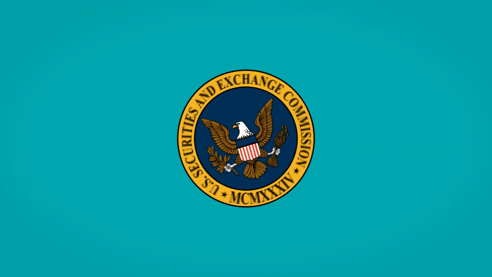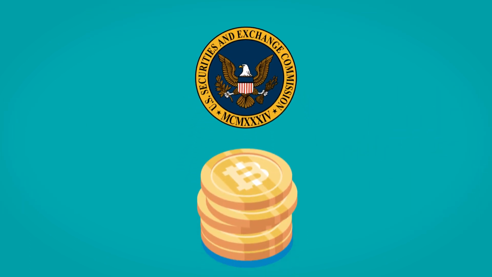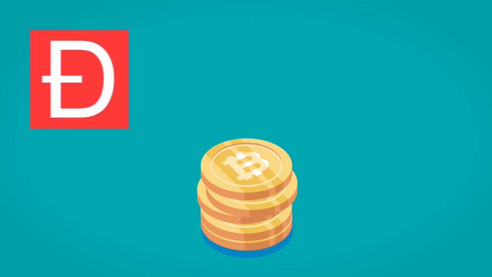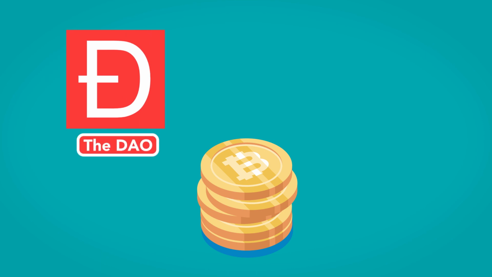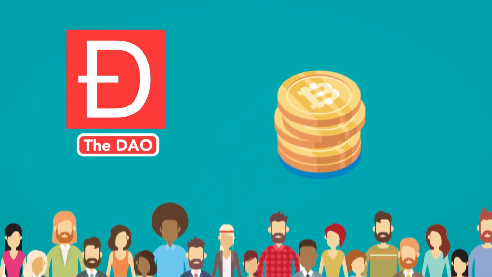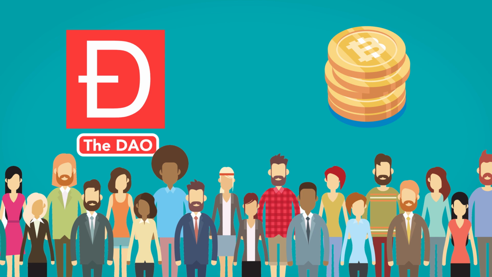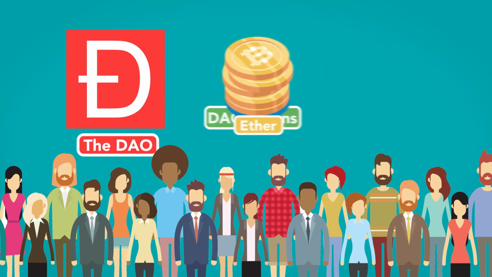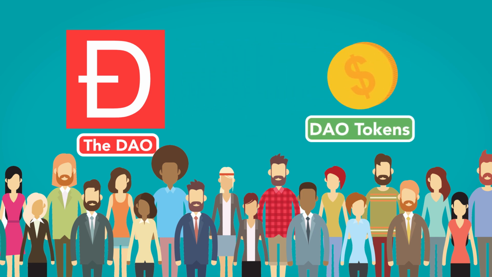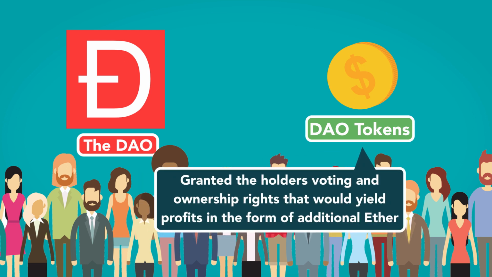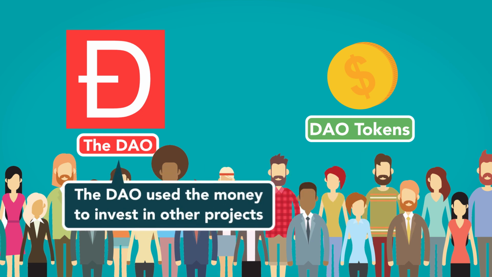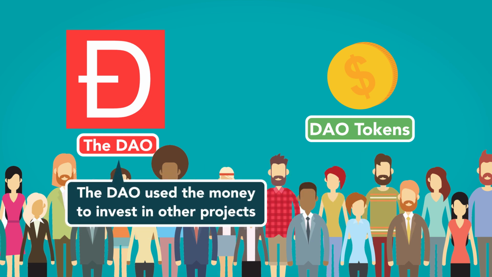More recently, the Securities and Exchange Commission applied the investment contract test to virtual currencies offered and sold by an enterprise called the DAO. Thousands of investors paid the DAO with a virtual currency called Ether in exchange for DAO tokens. The DAO tokens granted the holders voting and ownership rights that would yield profits in the form of additional Ether. The DAO used the money to invest in other projects.